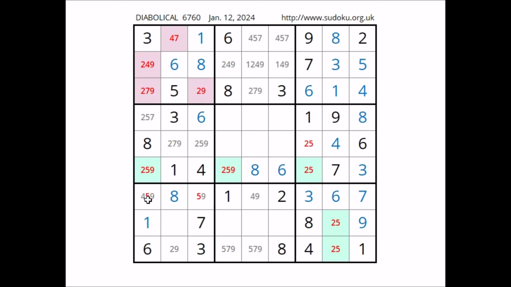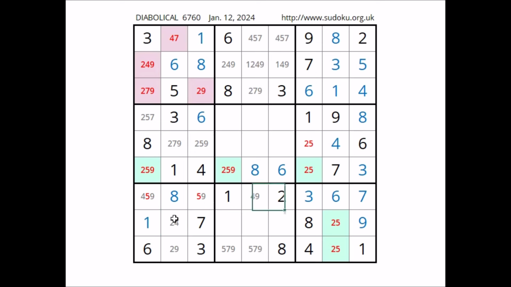What else? Look, in this sector 4 numbers are missing: 2, 4, 5 and 9. Look, we have 5 here in this column, 9 in the row, so in this place 2 and 4 are the options. 2 and 4 here.